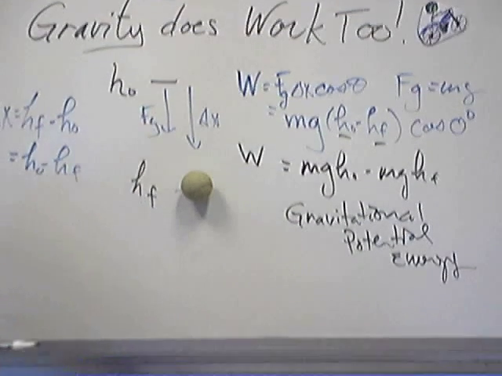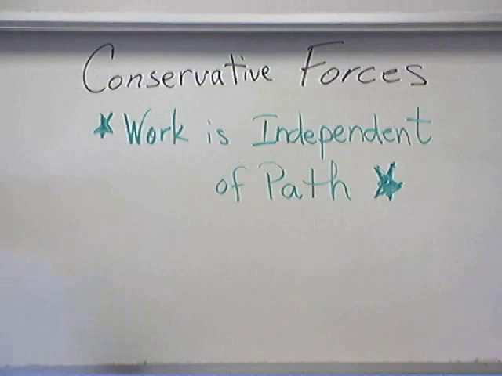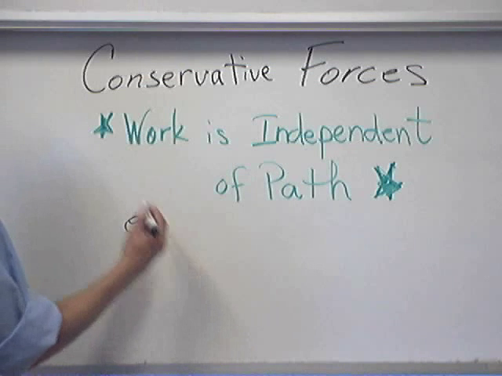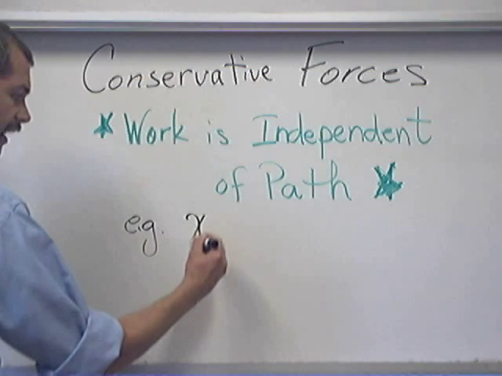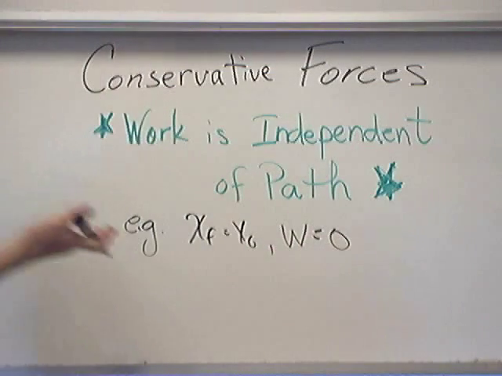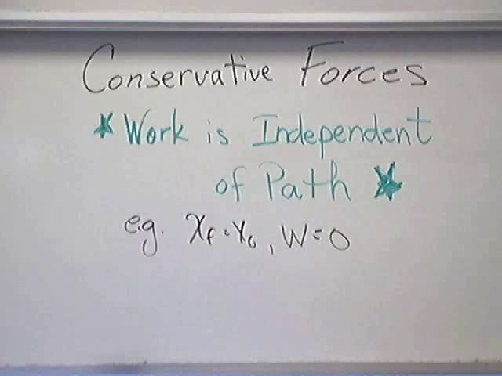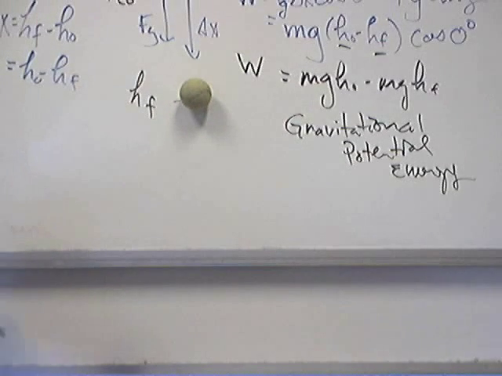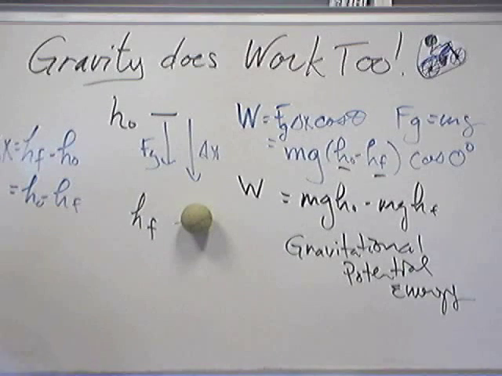It means gravity is a conservative force. Conservative forces are when the work is independent of the path. So an example would be, when my x final equals my x initial, the work done is 0. I'm back to where I was. Nothing really changed. So let's take a look at my ball again. My tennis ball here on the edge.